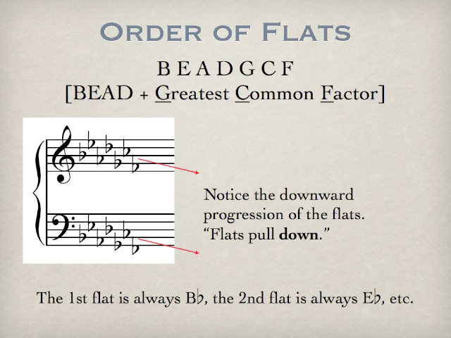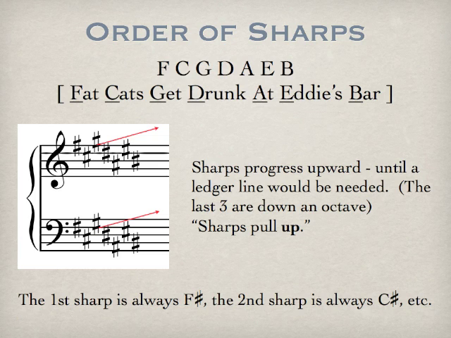So B, E, A, D, G, C, F, and notice that the flats go on these lines and spaces, and only on these lines and spaces. So don't take an F flat up an octave or anything like that. It's just this series that looks like this. The order of sharps is the order of flats backwards.